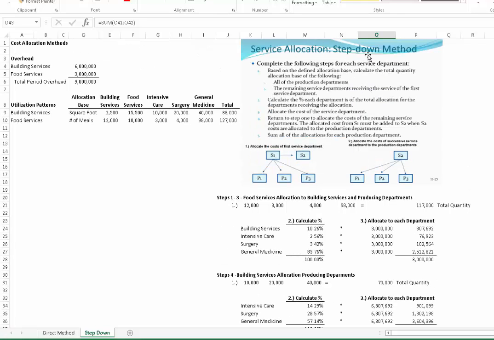That's the step-down method. And now, as I said, the reciprocal method understands that the building services actually services food services as well as food services servicing building services, and the reciprocal method takes that relationship into account and does a better job with that, just a little bit more complicated. So that's the end of part 2.